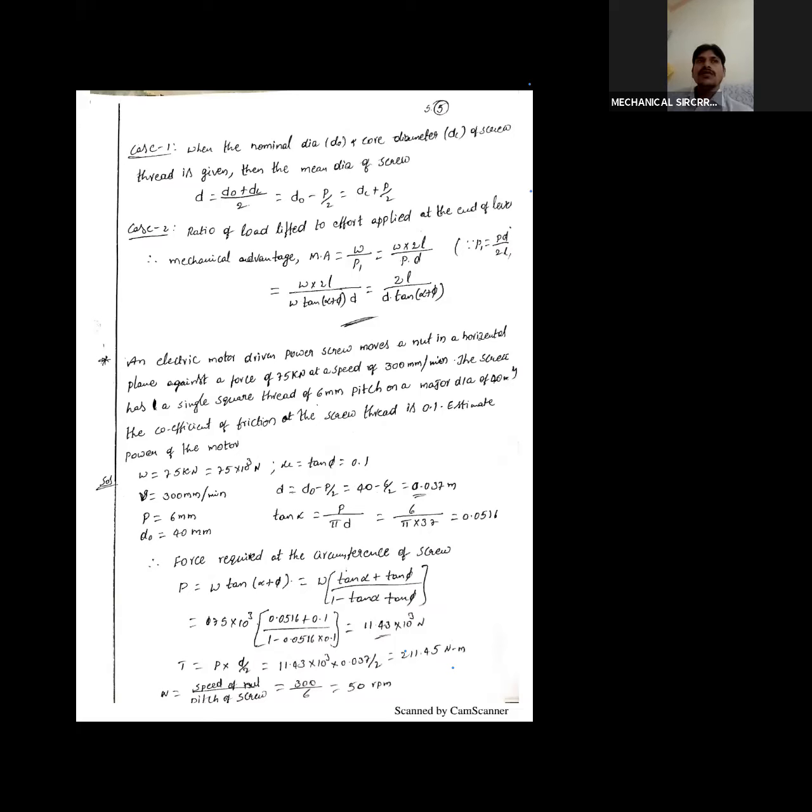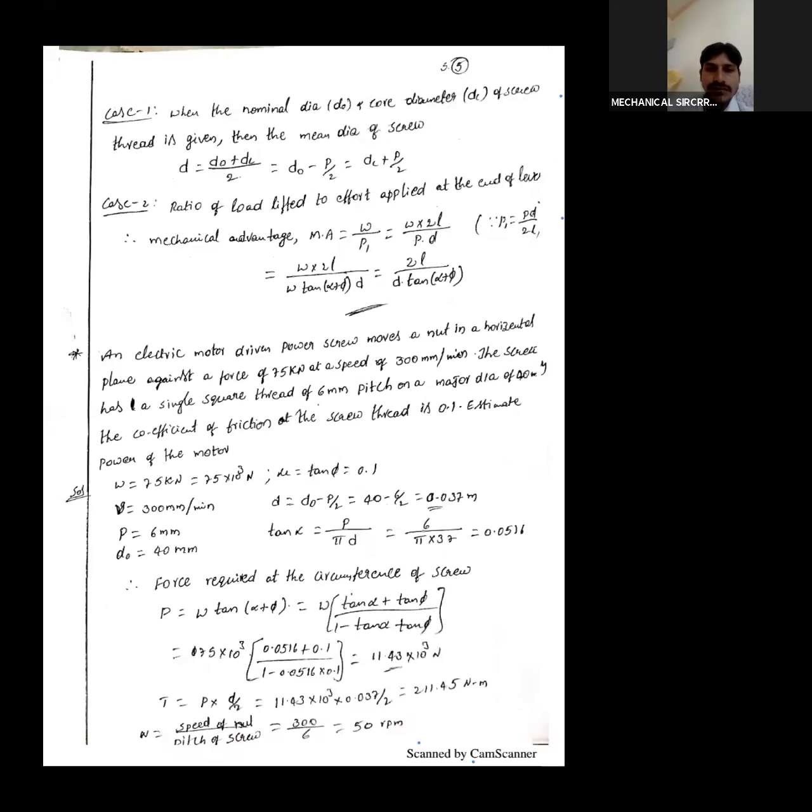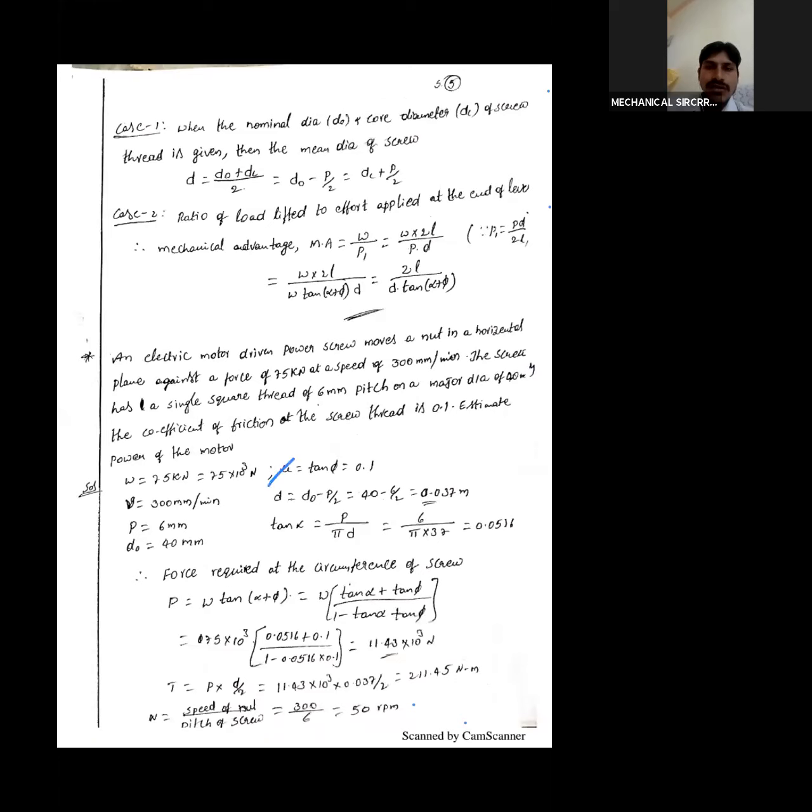When you read the problem, from the problem description you write the given values. What are the given values? So W is there, V is there, P is there, D naught is there, and mu is there, and small d. Small d equals D naught minus P by 2, where P is the pitch.